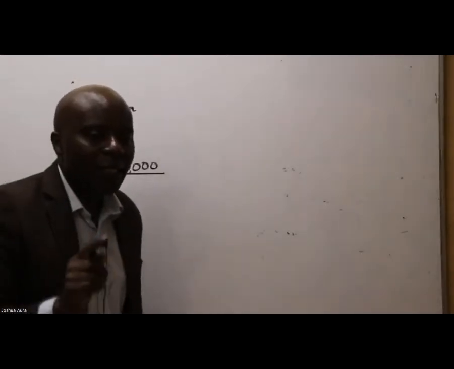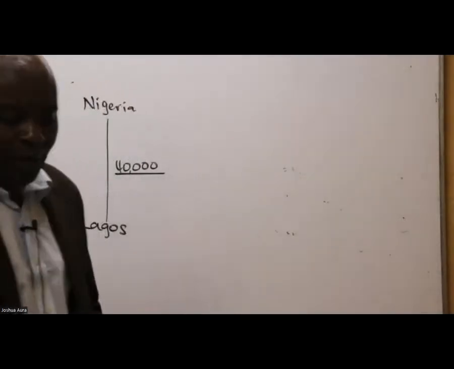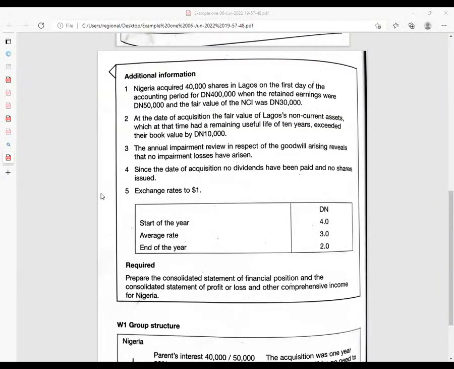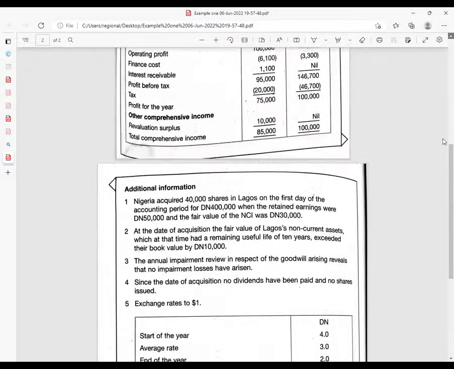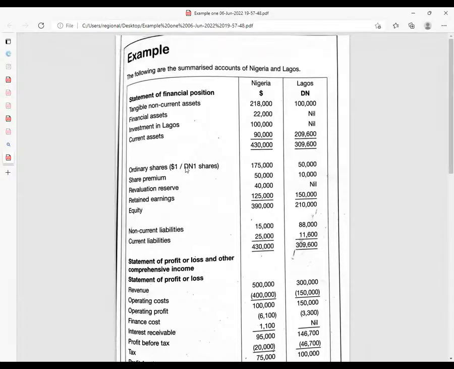So how many shares does Lagos have in full? Please go to the statement of financial position of Lagos and read the number of shares that Lagos has in total. Look at it: ordinary shares, DN1 shares, meaning that the par value is 1 across the board. To get the number of ordinary shares, we normally take the share capital. Now you can see the share capital of Lagos is 50,000. You divide by the par value.